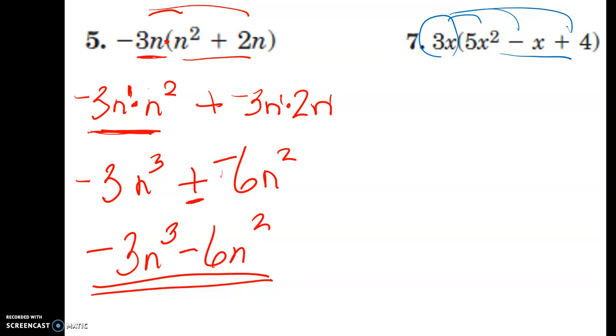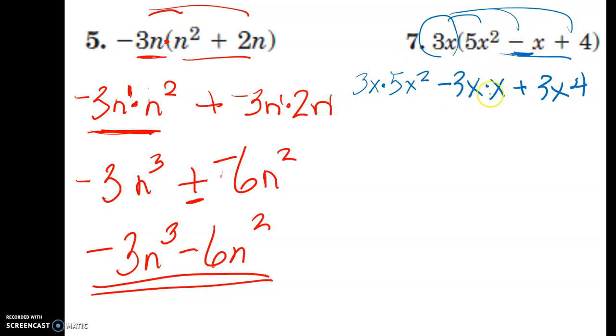And at some point, you should be able to start doing some of this in your head, but this is saying 3x times 5x squared minus 3x times x, and then plus 3x times 4. All right, so in longhand, that's what it looks like. All right, you have to decide where you want that negative to go here.